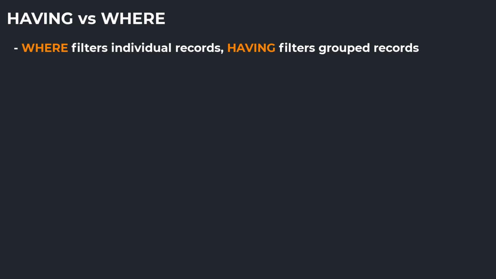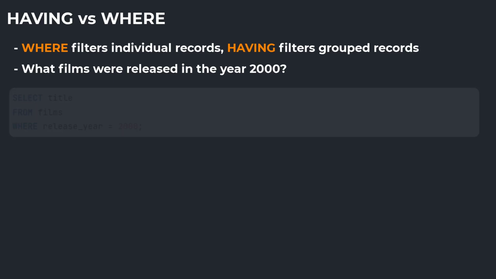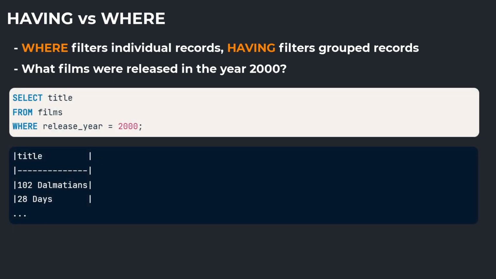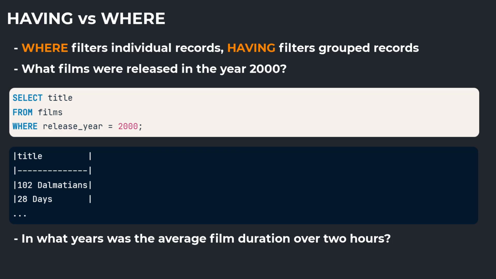The first question is, what films were released in the year 2000? This question does not indicate any sort of grouping. It asks to see only the titles from a specific year and can therefore be written as SELECT title FROM films WHERE release year equals 2000. The second question is, in what years was the average film duration over 2 hours?